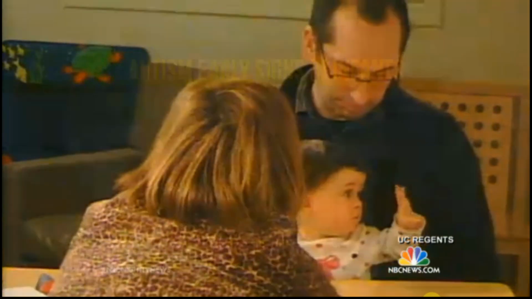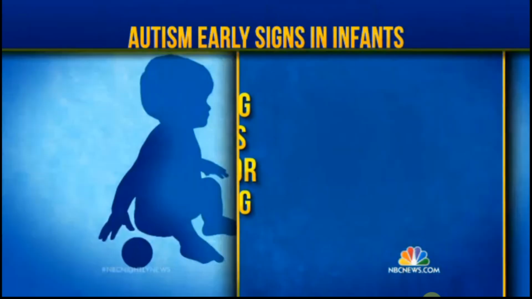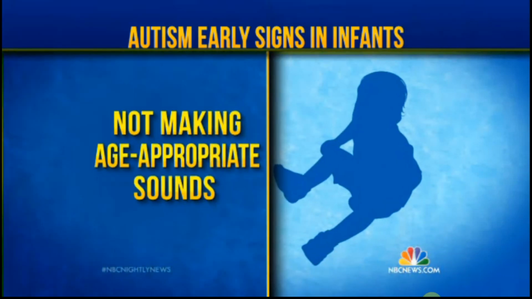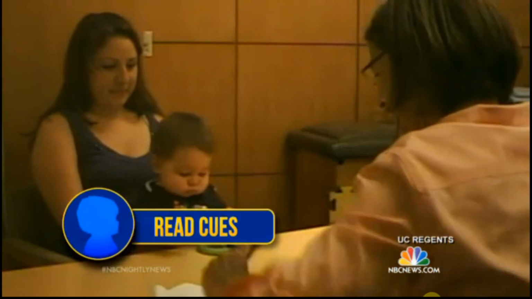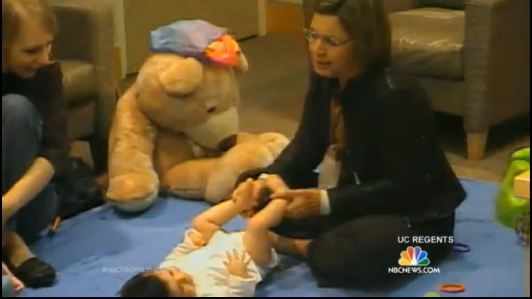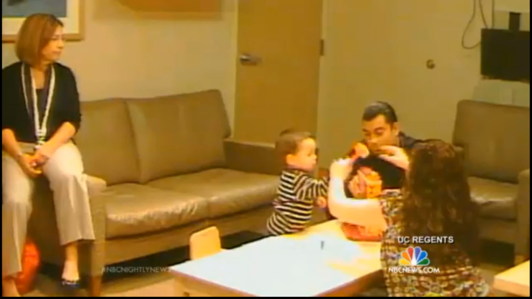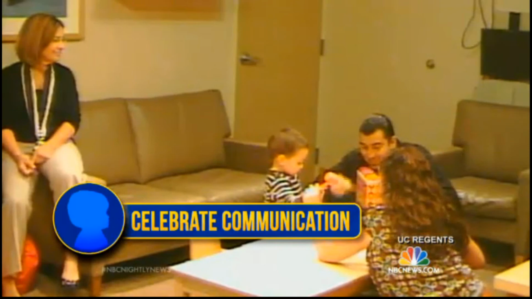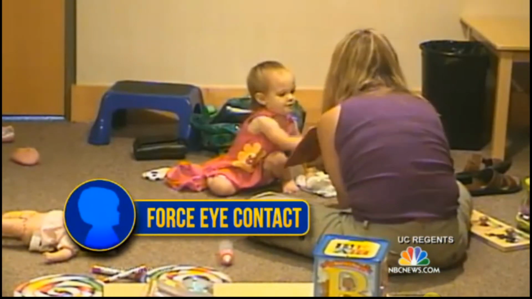Like Isabel, the babies all showed early signs of autism: not seeking a parent's attention or interacting, abnormal repetitive behaviors or fixations, not making age-appropriate sounds like mama or dada. For 12 weeks, researchers taught the parents how to read cues. Not too much, okay. We learned to pick up on just a little glance of her eyes away or a tiny frown. When the infants made sounds, their parents were coached to celebrate, to reinforce that communicating matters. Reading with their child in front of them instead of in the lap became a way to force eye contact.